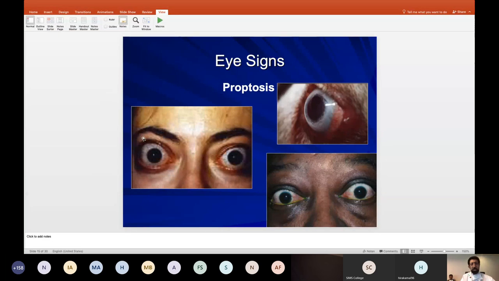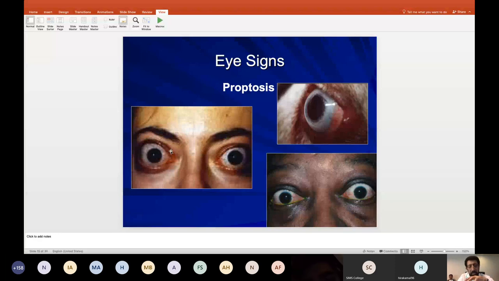So initially, there's a starry look. If you see this patient, I've taken this picture from the book, it looks as if the patient is staring at you. And actually, it is not the stare which the patient is giving to you. It is actually the spasm of the levator palpebrae superioris and the deposition of the fluid and the tissues into the retrobulbar tissues. So initially, it will only be an eye sign which will give you proptosis, or you'll feel that the patient is giving you a very staring look.